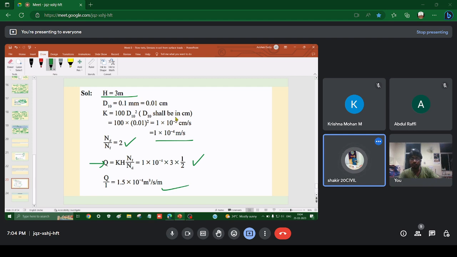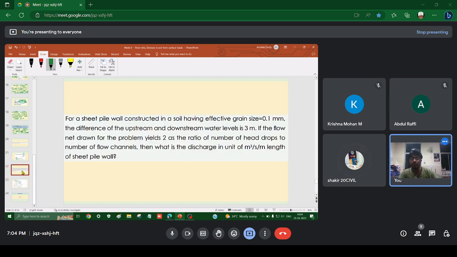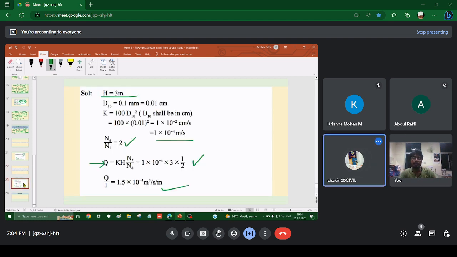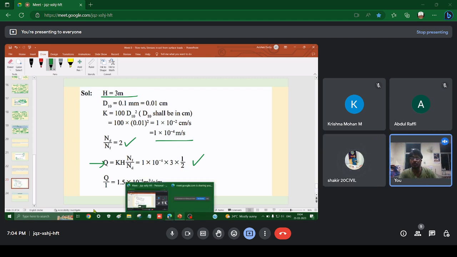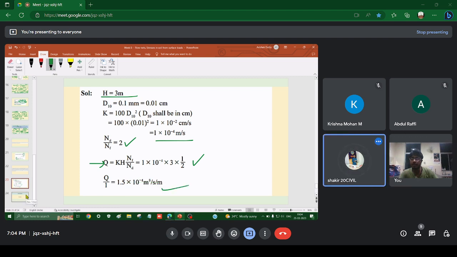So at last it's q by l. Yes, q by 1, that is per meter width, that is we consider unit width, right? Yes, sir. Yes, per meter width, so it is 1.5 into 10 to the power minus 4 meter cube per second per meter width of the sample or the sheet pile, whatever was given. Clear? Yes, sir. Okay, so I believe we have written down all the answers, and now you have a clear idea. And whichever you don't have any idea, you can go through any standard soil mechanics textbook for the derivation of the same.